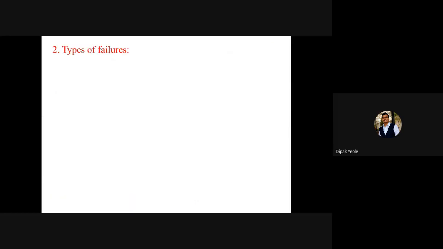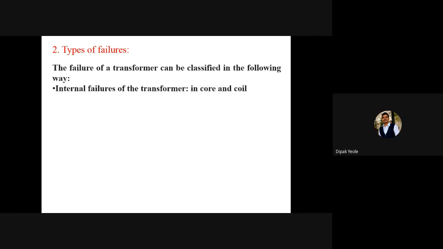The next point is the types of failure. First we have seen the causes of failure. Now we are interested in the types of failure. The failures are again classified into different types. One can say internal failure of a transformer. What does it mean? Internal, as the name indicates itself, means inside the transformer there can be chances of failure. Either there will be a problematic condition for the core or for the coil, then it is called an internal failure.